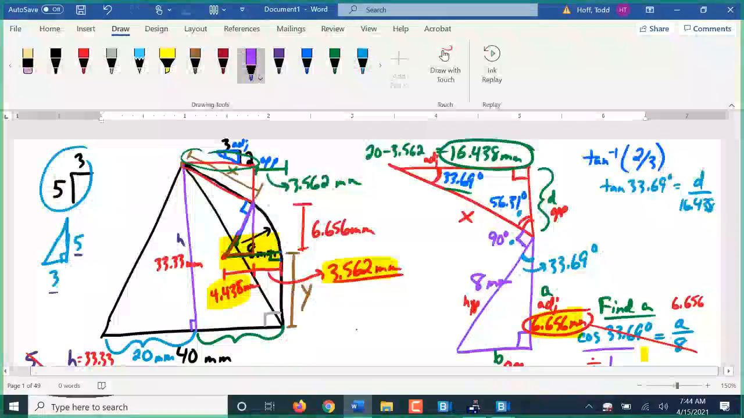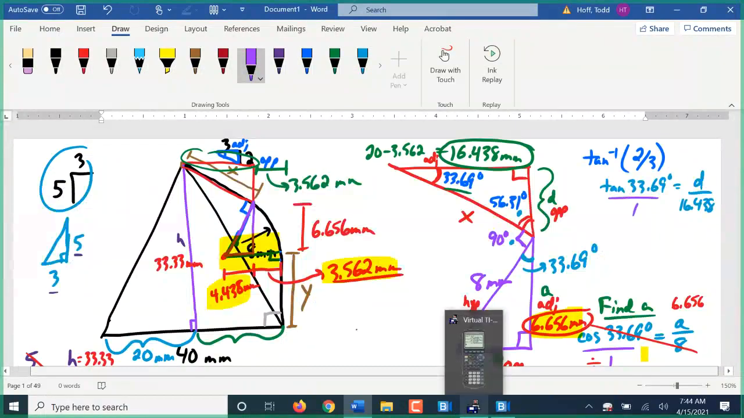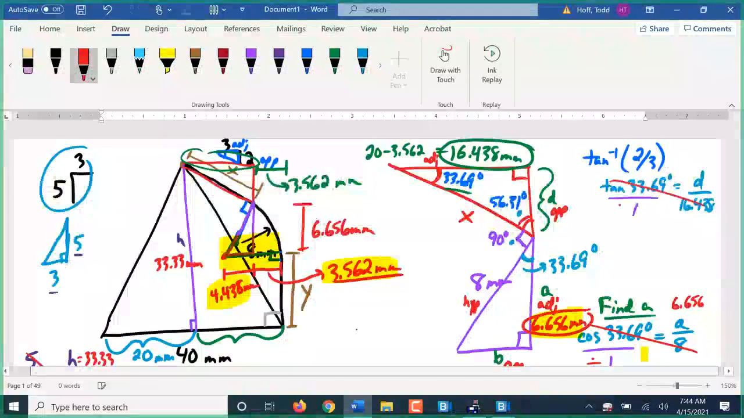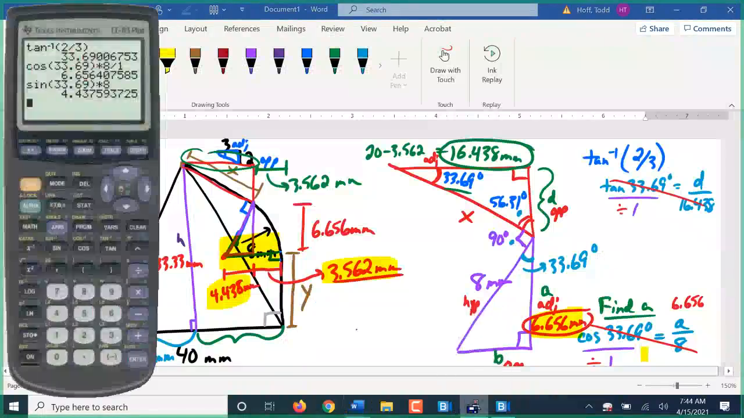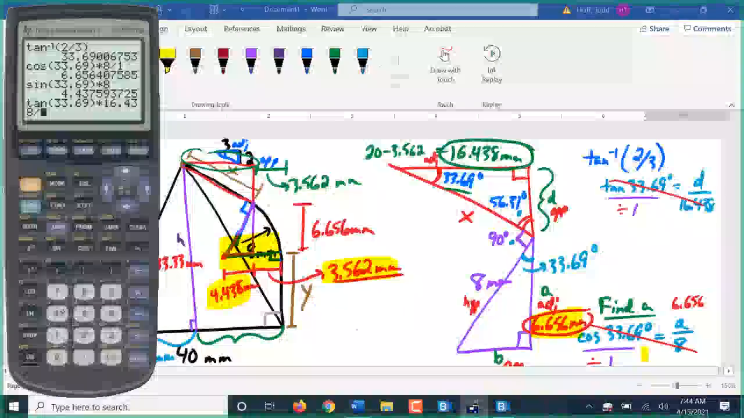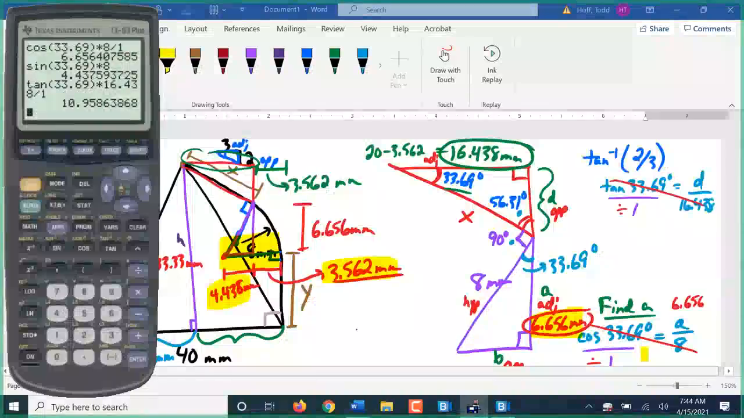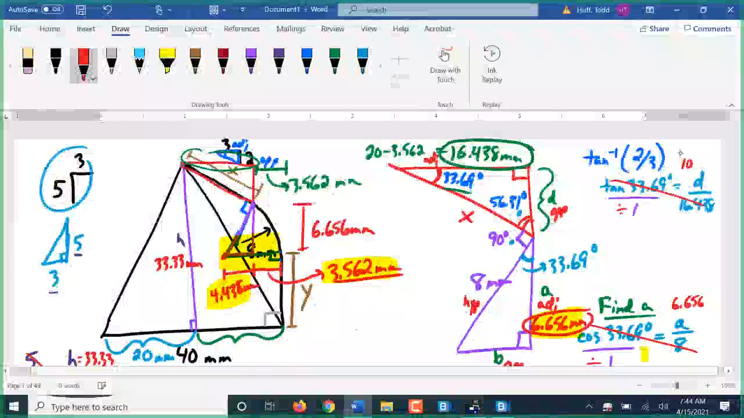Once again, we put that over 1, make it a proportion, and we will cross multiply and divide. Tangent 33.69 degrees times 16.438 divided by 1. You know, it's 10.959. So this dimension here is 10.959 millimeters.